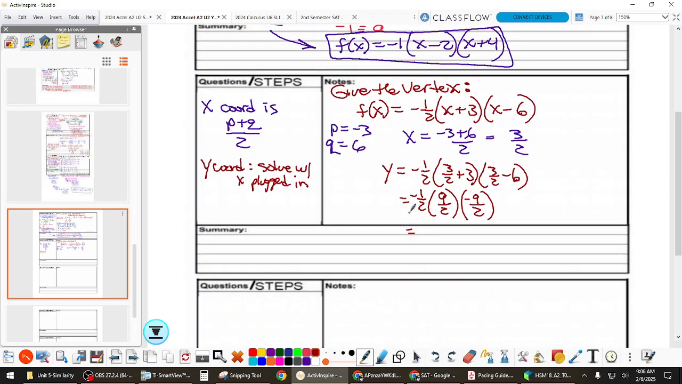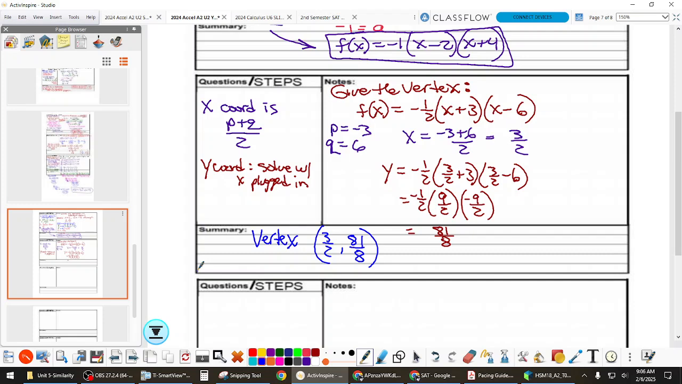How do we multiply fractions? Straight across. So the negatives cancel, and then we get 81 over 8. Let me write that better. 81 over 8. Okay, so our vertex, of course, is a point. So 3 halves, 81 eighths.